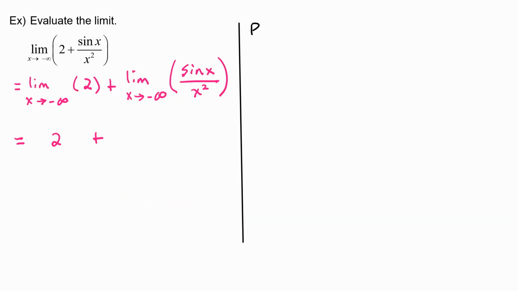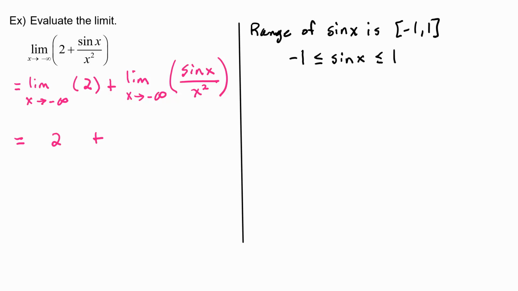The range of sine of x is from -1 to 1. We can say that -1 is less than or equal to sine of x is less than or equal to 1. Now we are interested in evaluating this function, so we see that we can get there if we divide each of the terms by x squared.